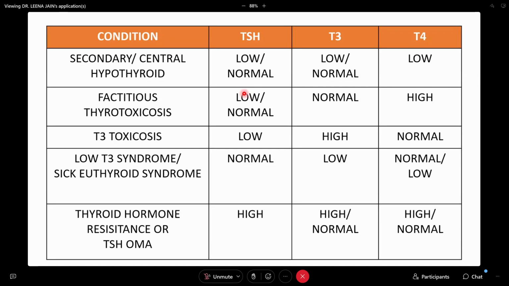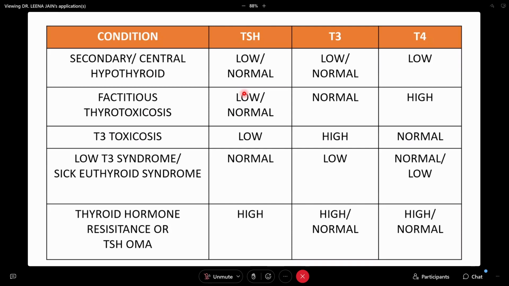Then again, there are certain other things like secondary or central. When should we think of it? You are giving the treatment and the patient is not improving, that means there is something related to the central level. So in case of central hypothyroidism, there will be either low TSH or TSH could be normal also. Same happens with the T3. There could be low TSH and normal TSH, but in this case, T4 will always be low. So in case of central hypothyroidism, T4 will always be low.